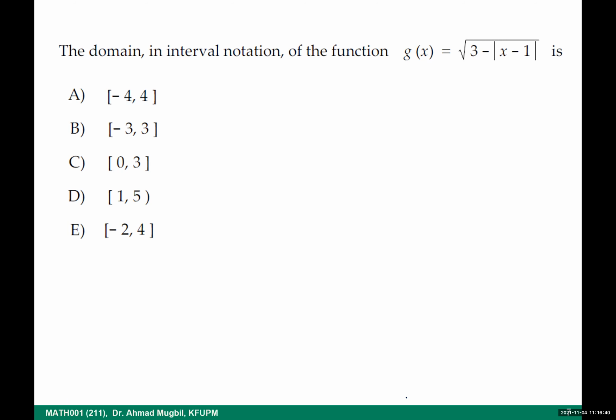How? Forget about the answers. How to find the domain? It is a concept now. It is about a concept. Do you know how to find the domain of a function? So focus on this question. What do we mean by the domain of a function? What is the domain of a function?